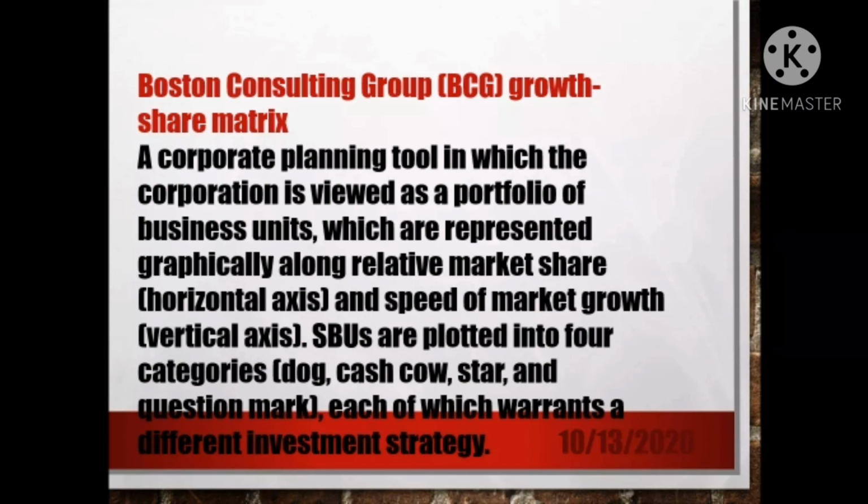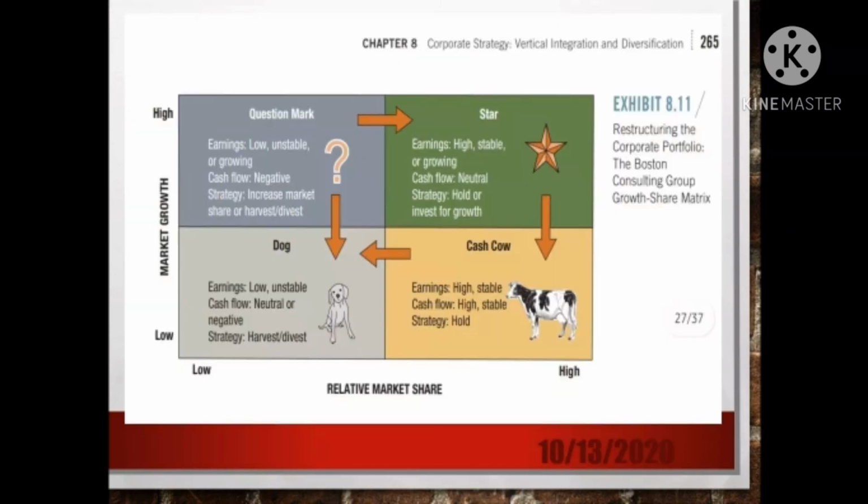SBUs identified as dogs are relatively easy to identify. They are the underperforming businesses. Dogs hold a small market share in a low-growth market. They have low and unstable earnings. Combined with neutral or negative cash flows, the strategic recommendations are either to divest the business or to harvest it. This implies stopping investment in the business and squeezing out as much cash flow as possible before shutting it down or selling it.